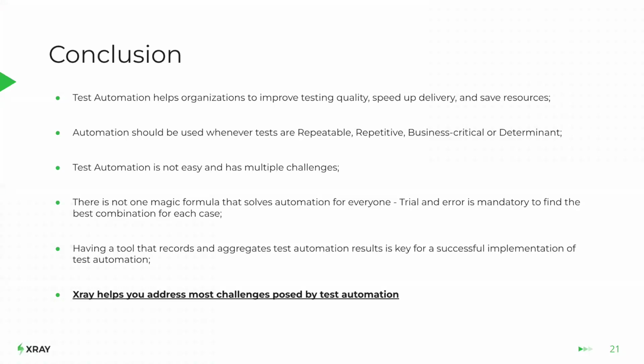Thanks, Cristiano. By now, we've seen the impact that test automation can have in improving testing quality, speeding up delivery, and saving us resources. Automation should be used whenever tests are repeatable, repetitive, business critical, or determinate. Keep in mind that test automation is not easy and has multiple challenges. There's not one magic formula that solves automation for everyone, and trial and error is important to find the best combination for your specific use case. Having a tool that records and aggregates test automation results is truly the key for a successful implementation of test automation. And Xray helps you address these most common challenges posed by test automation.